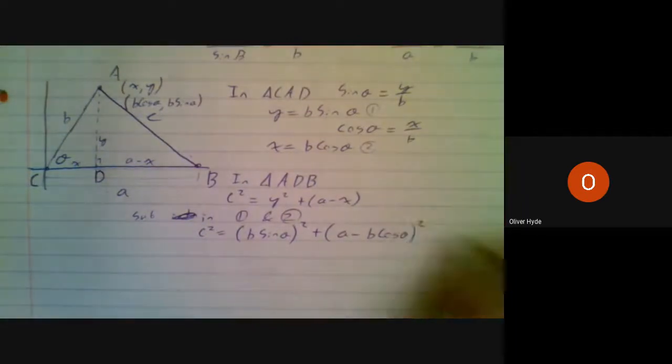Let's substitute in, call this statement number 1, statement number 2. Maybe I can just say I'm going to substitute in statement number 1 and statement number 2. And that'll give me c squared equals the square of y, that's b times the sine of theta squared, plus an a minus an x, and where I see x, I'll write b multiplied by the cosine of theta.